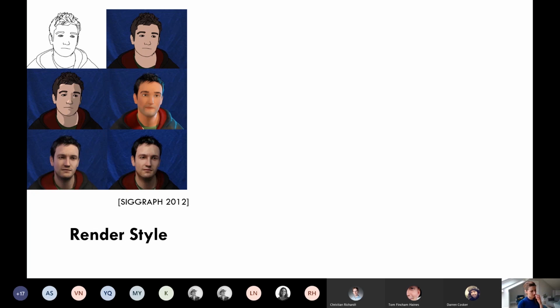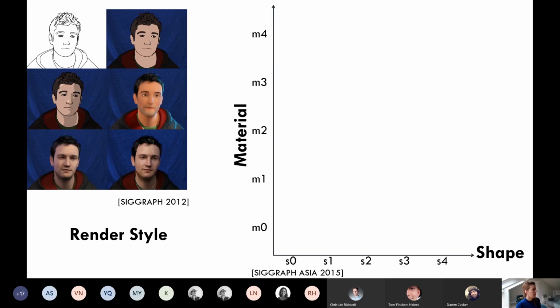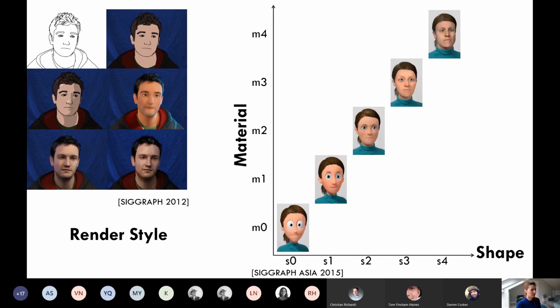I'm just going to go through what we did, the different parameters, and then I'll talk about the results that we got. So that was render style in general. And then in 2015, at SIGGRAPH Asia, we presented a further investigation where we separated shape and material. We wanted to separate these two parameters because in 2012, we used a realistic shape for everything, and we created our cartoon shape just by changing material. We were interested to see the effects of material and shape separately.